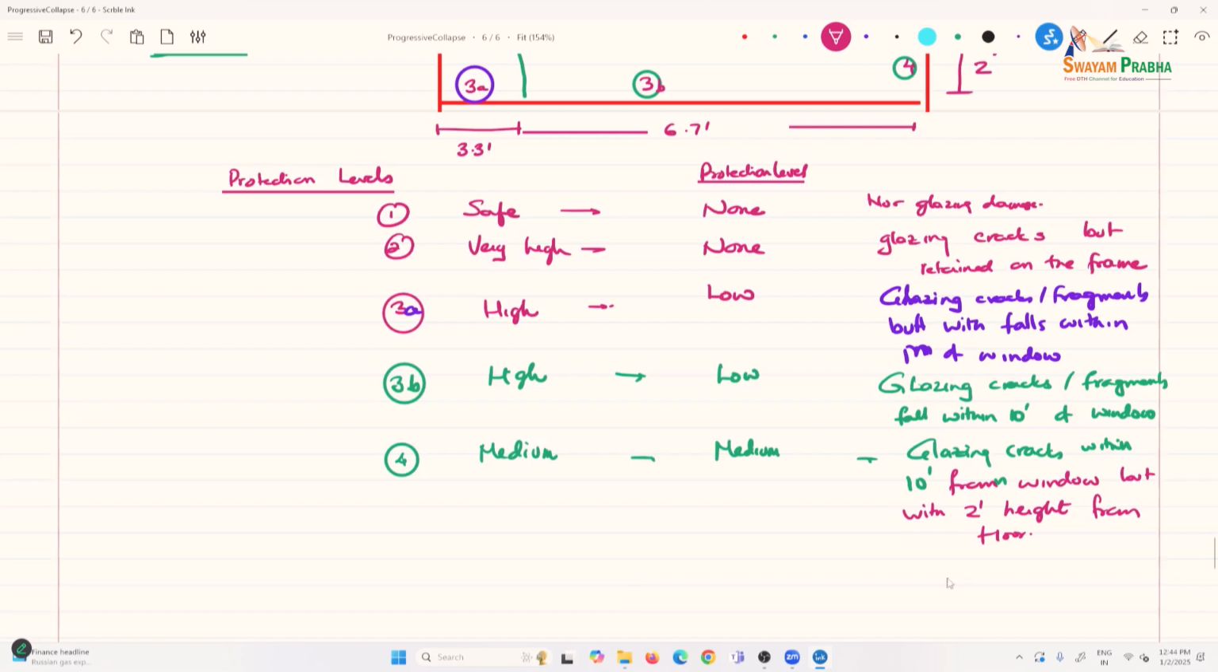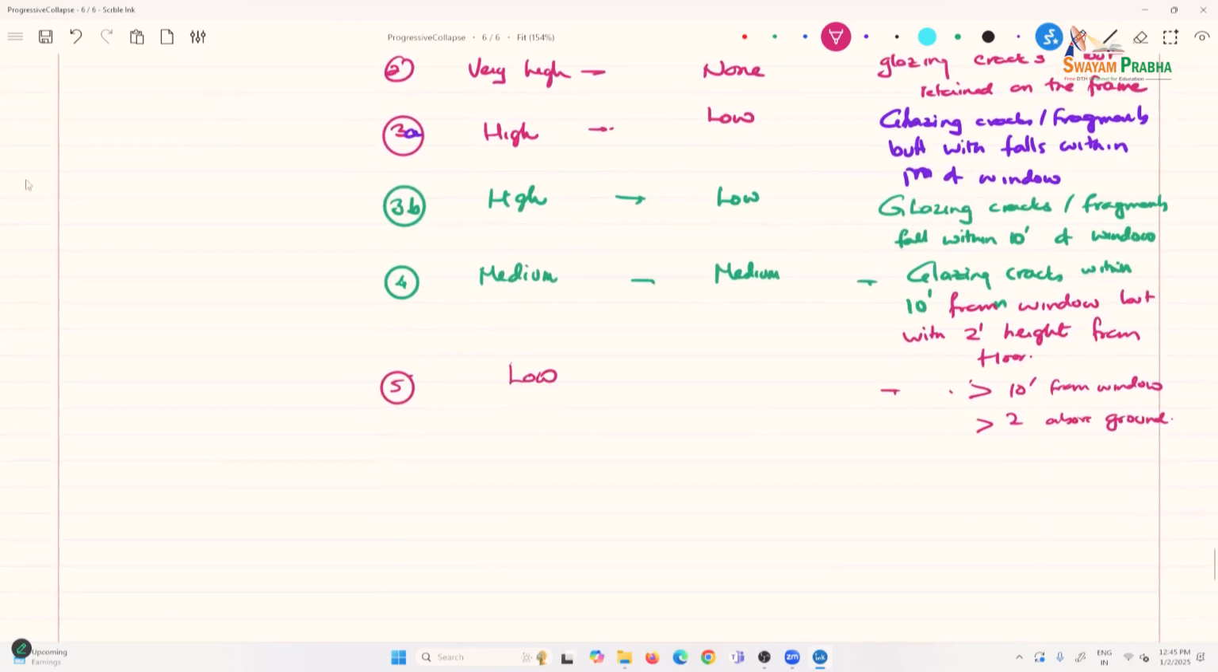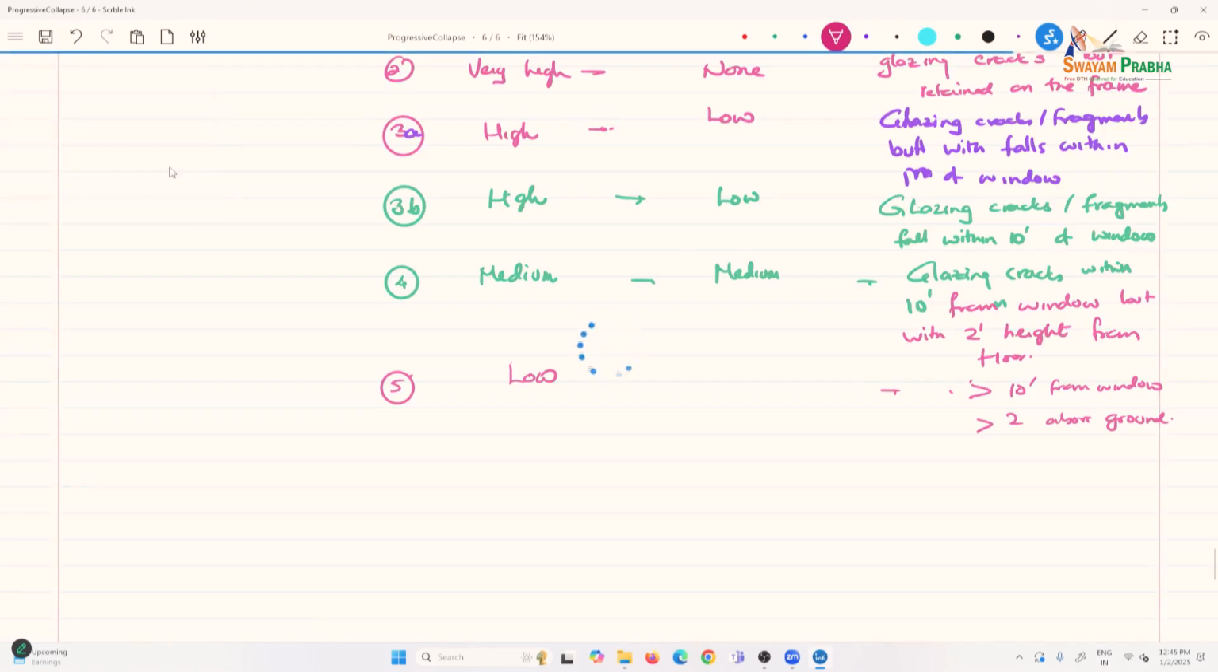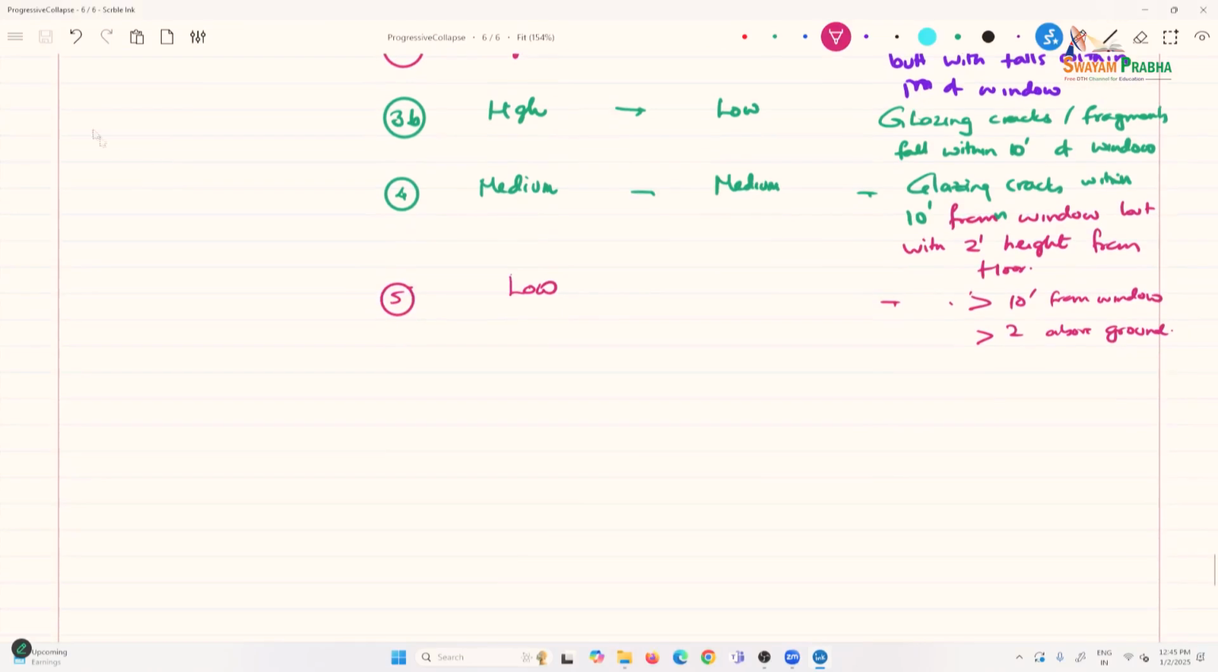And the last category, this is the fifth category, is very low protection. You have here greater than 10 feet, greater than 2 feet from the window and above ground. So a variety. Now design wise, there are multiple design ways. I'll just show you one of them and how it looks.